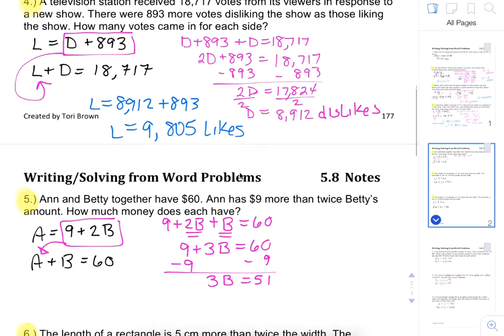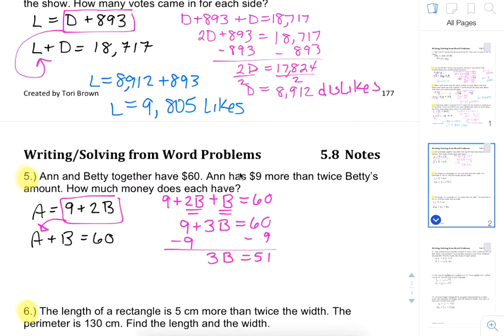Anytime I'm going too quickly, feel free to pause it, take more time listening and writing. But we're going to divide by 3 on both sides, which gives us 17. So what does that mean? 17 Bettys? No. It's the amount of money that she has. So Betty has $17. Okay?